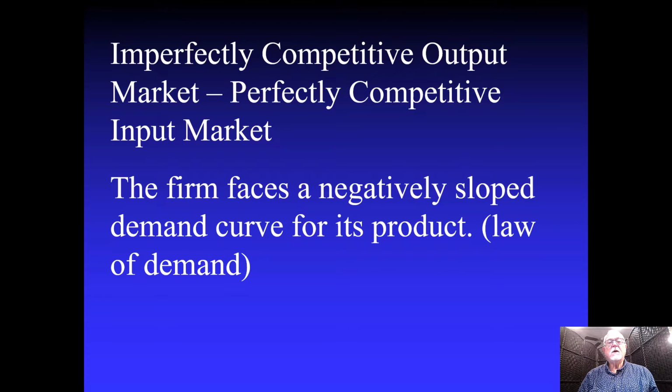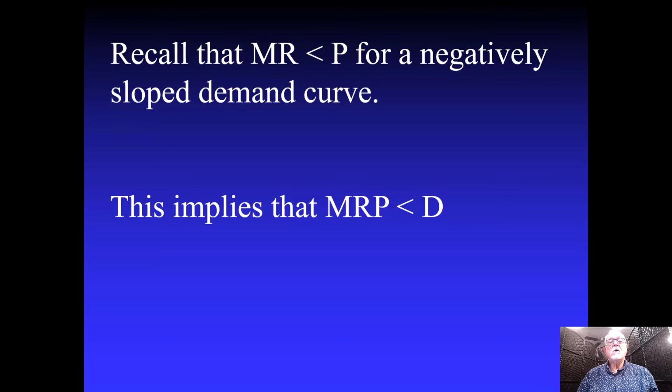So now we're going to look at an imperfectly competitive output market. In other words, the product that we're selling is not sold into a perfectly competitive market. But we're going to stay at first with a perfectly competitive input or factor market. In other words, we still have a large pool of labor that we can draw from, but we face a negatively sloped demand curve for our product because we are operating in an imperfectly competitive output market.